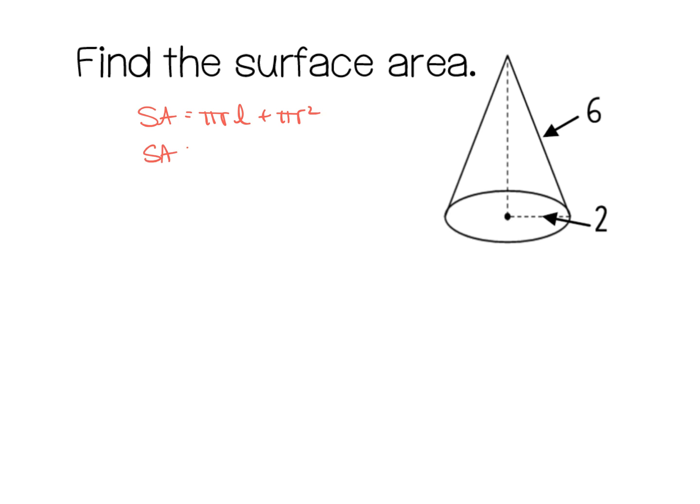All right, so surface area equals pi RL plus pi r squared. So we have pi times my radius is 2, my slant height is 6, plus pi times my radius again, 2 squared. So we have 12 pi plus 4 pi, which gives me a total of 16 pi units squared. Or again, you could multiply that all out if you wanted to.